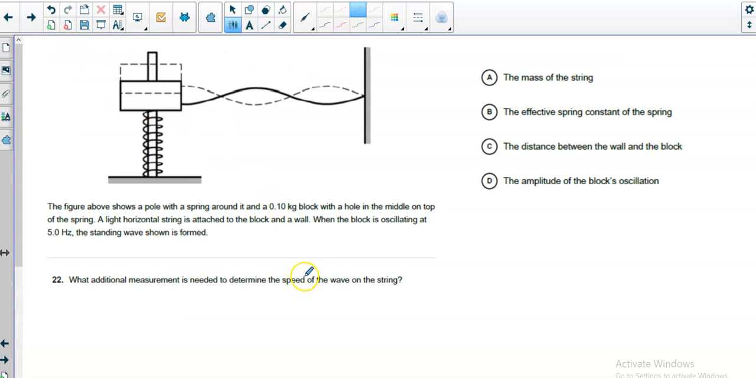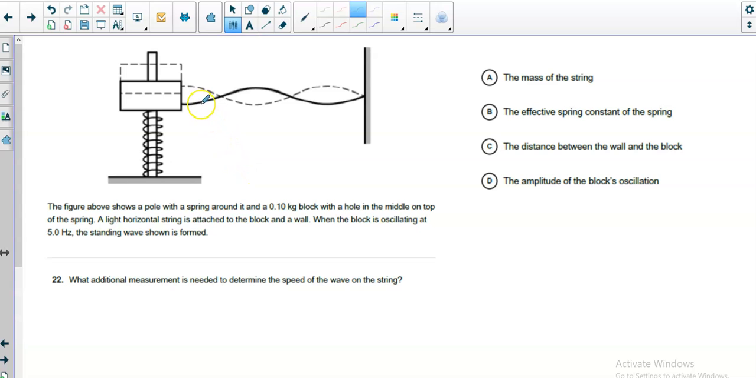The figure above shows a pole with a spring around it and a 0.1 kilogram block with a hole in the middle at the top of a spring, so it goes up and down as the spring oscillates. A light horizontal string is attached to a block on the wall. When the block is oscillating at 5 hertz, a standing wave is formed. What additional measurement is needed to determine the speed of the string?